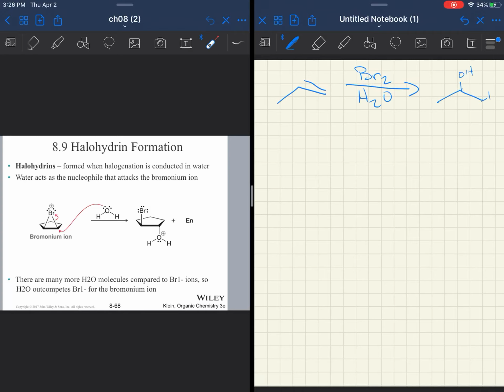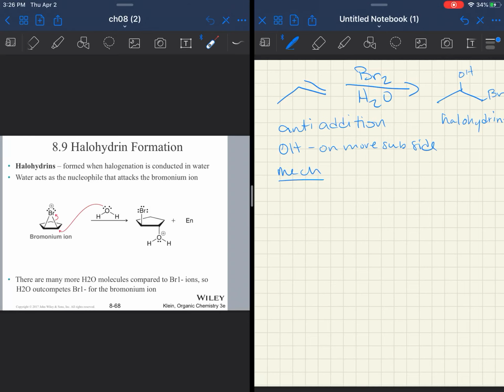If you have water as the solvent, this is really important. This is going to change what product you make. You are going to make something called a halohydrin, because you have a halogen and you have that hydroxy group. This is also an anti-addition. And it's hard to say it's Markovnikov or anti-Markovnikov, but it puts the OH on the more substituted side.